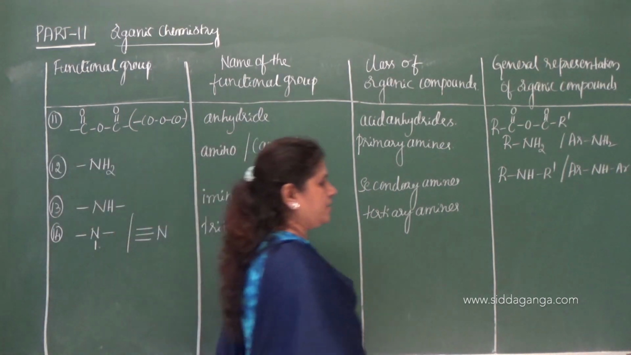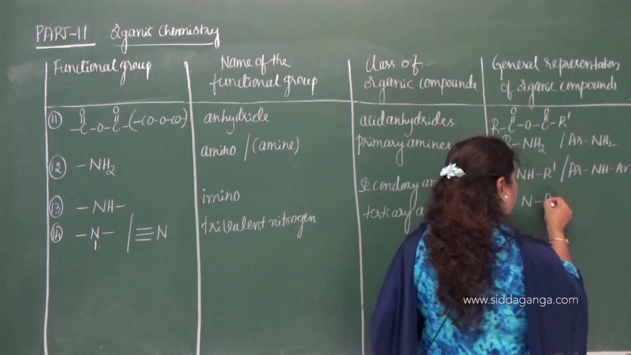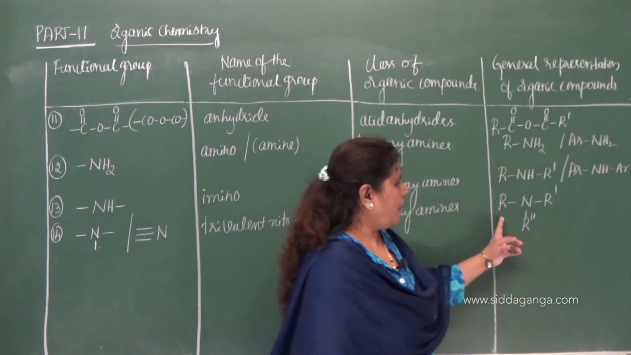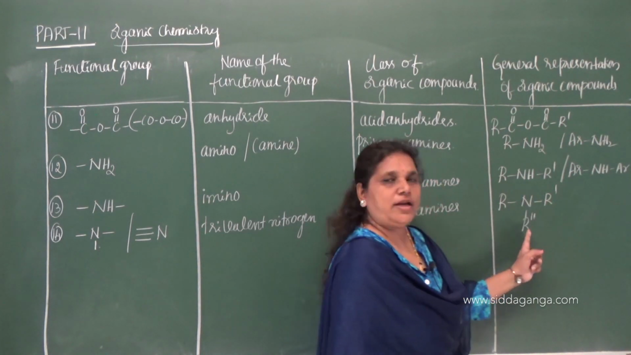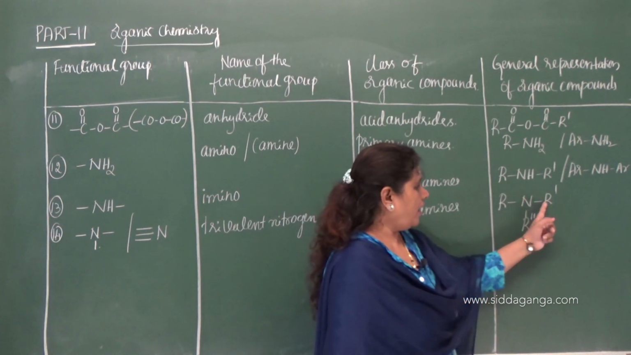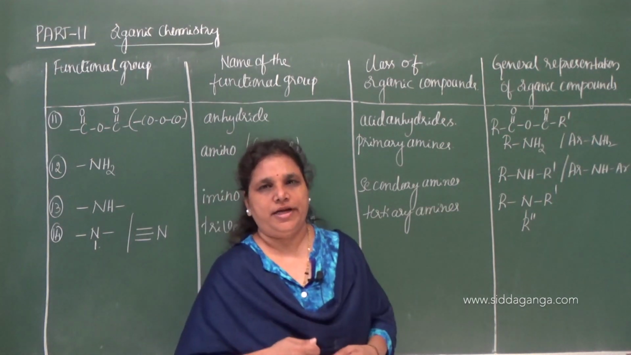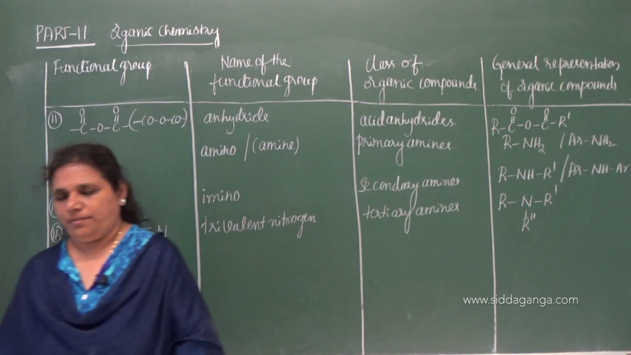Now what is the representation of tertiary amines? RN, R dash, R double dash. The three valencies are satisfied by alkyl groups: R, R dash, R double dash. These R dash and R double dash may be the same or they may be different.